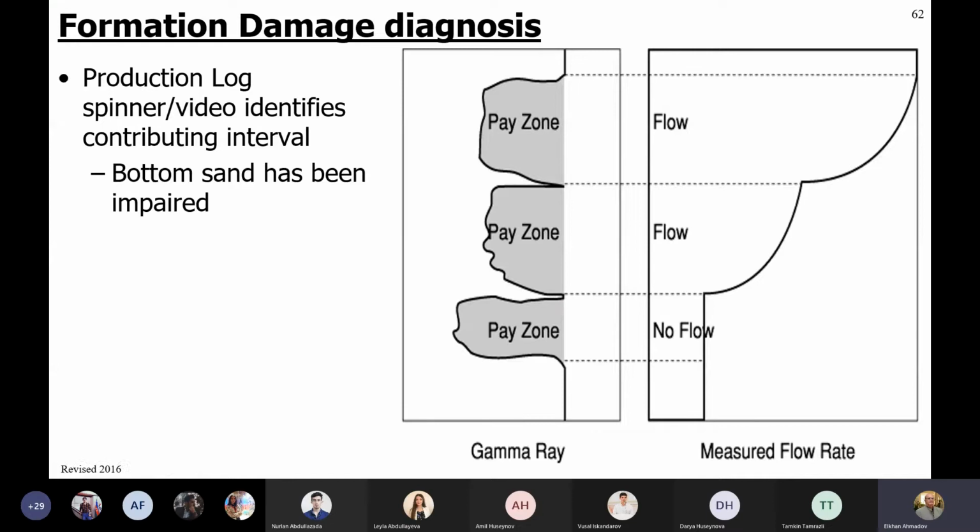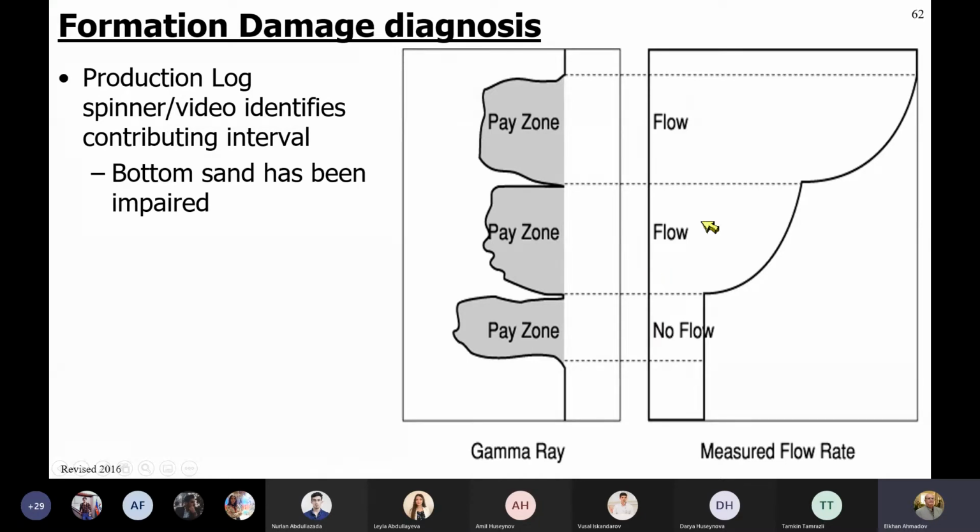Along with these spinner recordings, we have pressure and temperature changes, so we can see how the pressure gradient changed through the wellbore, and the temperature change, so we can identify where the gas is influxing, where the oil is influxing into the reservoir, whether there is any cross flow, etc.